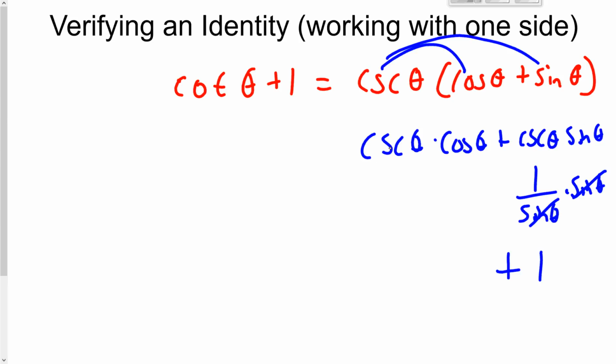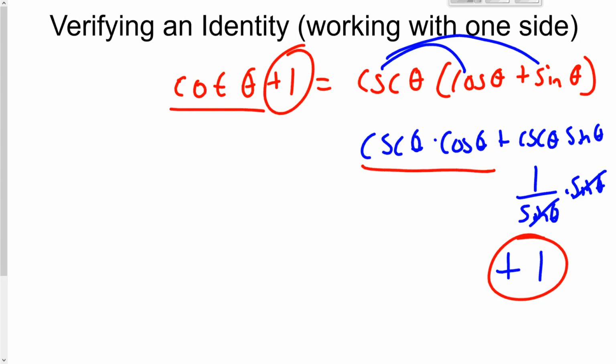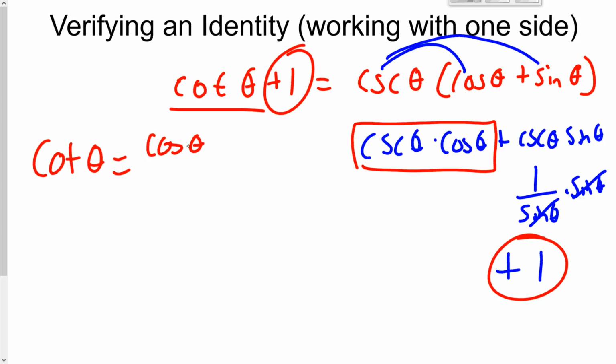Okay, and then I can switch cosecant to 1 over sine, because maybe I don't know where I'm going, right? But I do know I need a plus 1. Well, I got my plus 1. Right, so I got my plus 1 part. Now I need to get cotangent. Well, I have this. How can I get to cotangent? Well, I can look up what cotangent is. Cotangent is cosine over sine.